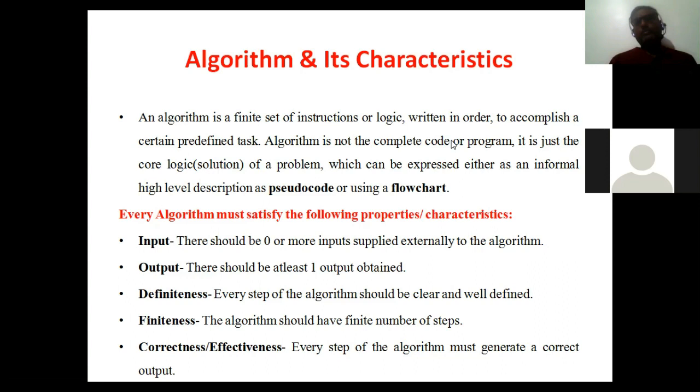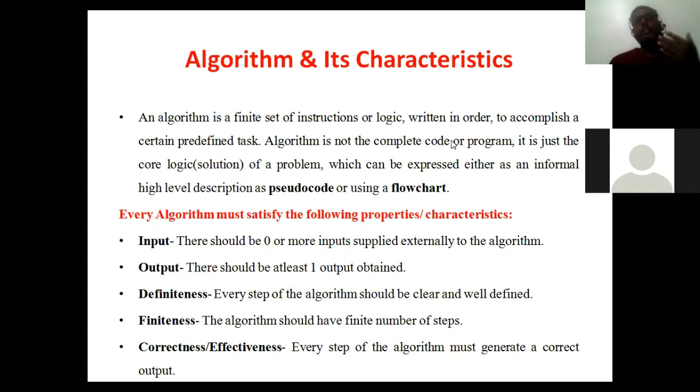Any algorithm, at least it should have one input and one output, and more than that is also possible. हर एक एल्गोरिथम में एक तो इनपुट होगा ही होगा, एक से ज्यादा कितने भी हो सकते हैं. Similarly with the output, every algorithm should have one output and more than one is also possible.